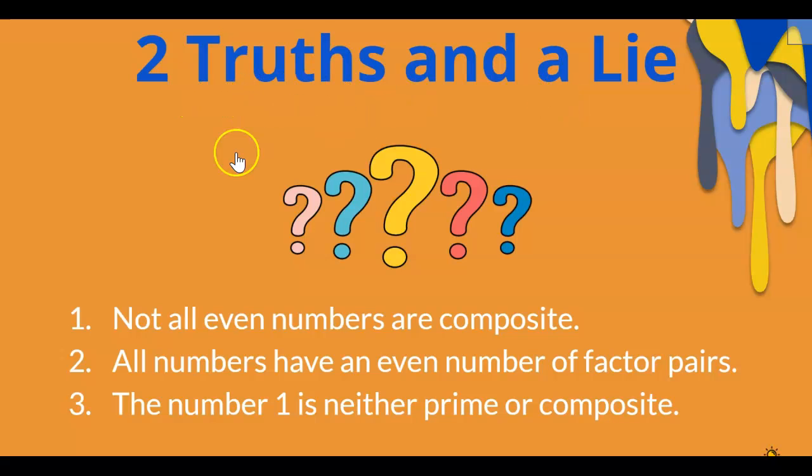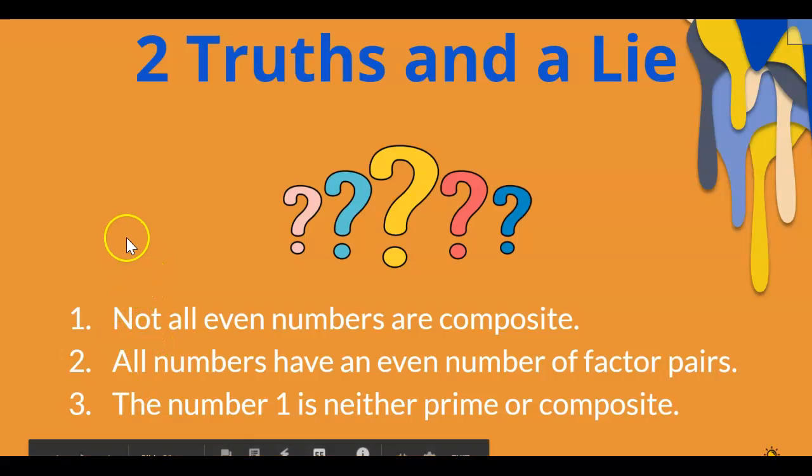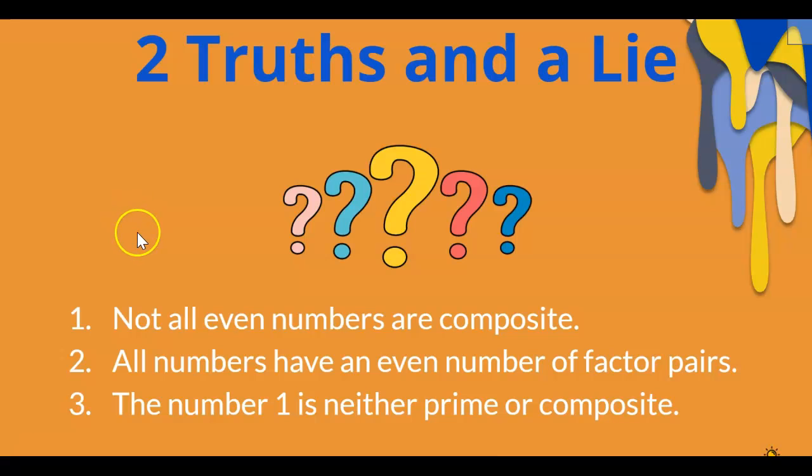So one of these statements is going to be false and the other 2 are going to be true. Let's go ahead and read them. Number 1 says, not all even numbers are composite. And you have to think back to our discussions and our practice on composite. So if you need to go back through your notebook to check the definitions that you wrote in there or some of the practice problems, I want you to go ahead and do that.